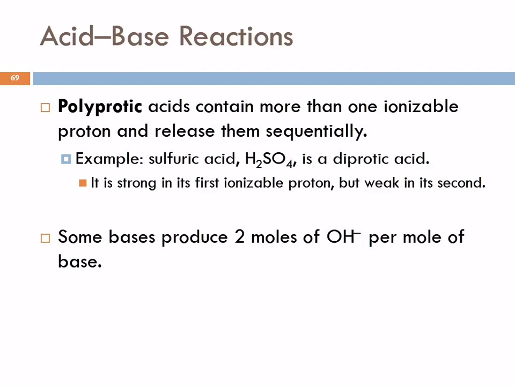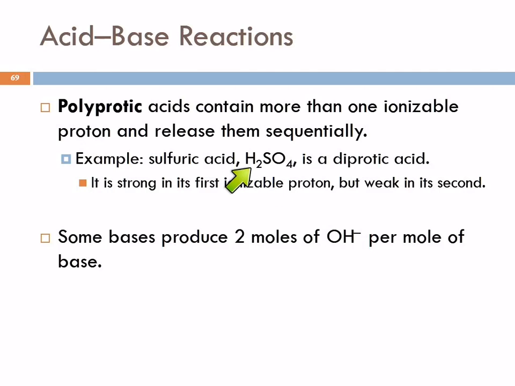Some acids have more than one hydrogen that can come off. And so those are called polyprotic acids. Poly meaning many, protic referring to protons. So that ionizable hydrogen is a proton. It's a hydrogen ion. So polyprotic, they have more than one ionizable proton, and they release them sequentially, one at a time. One comes off, and then the next one, and then the third one if there is one. So sulfuric acid is an example of a diprotic acid.